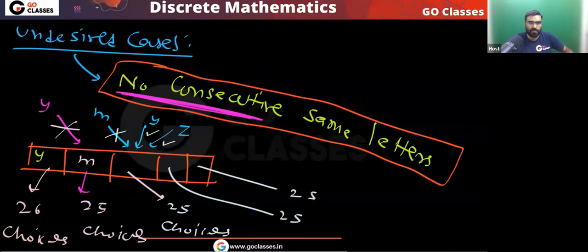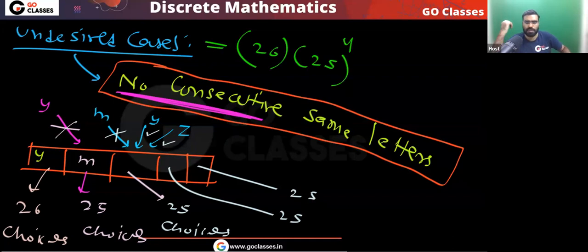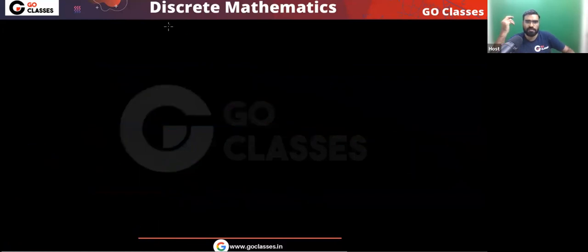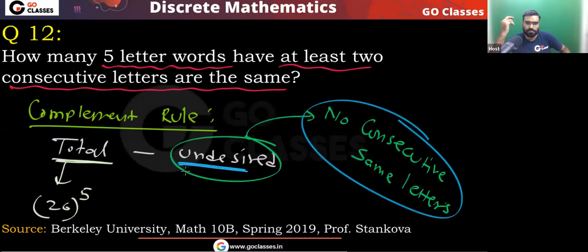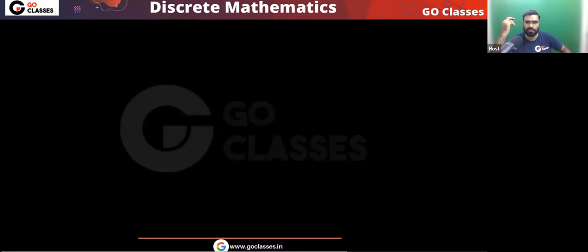So your answer will be what? Undesired cases: that is 26 multiplied by 25 power 4. So your final answer will be what? That will be this minus 26 into 25 power 4. This will be your answer.